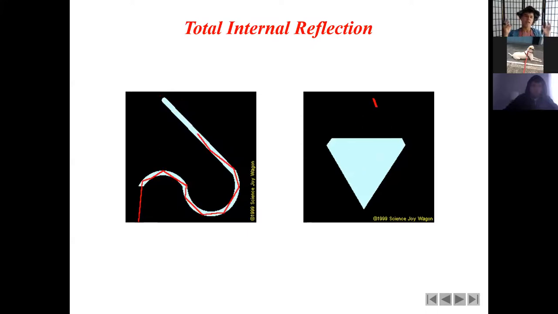And like I said, diamonds are cut in a very specific pattern, so that light coming from the top of the diamond is going to constantly get totally internally reflected inside the diamond until it comes out the top. And so diamonds sparkle, in essence, because of total internal reflection.